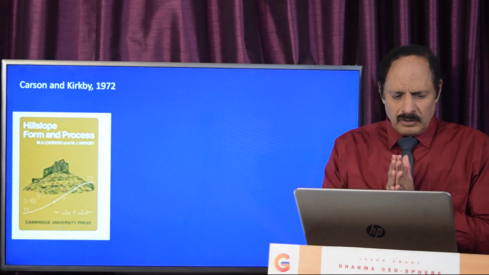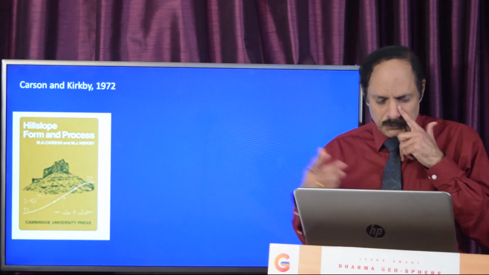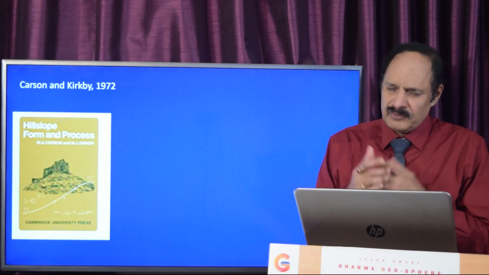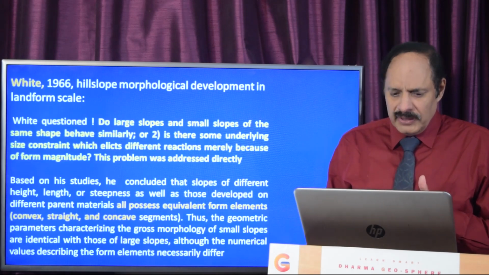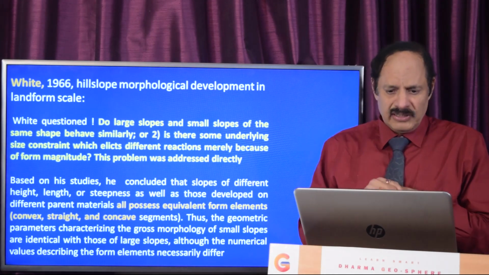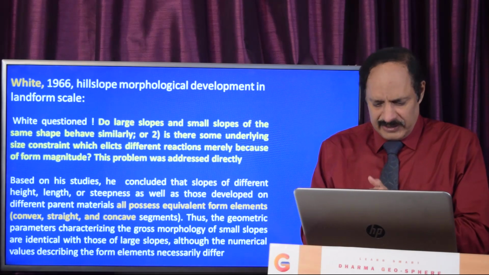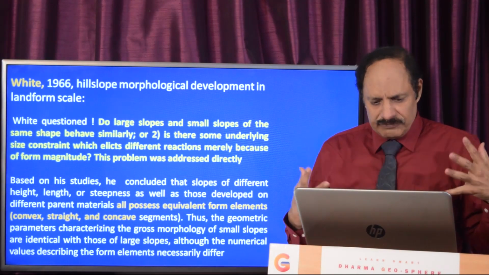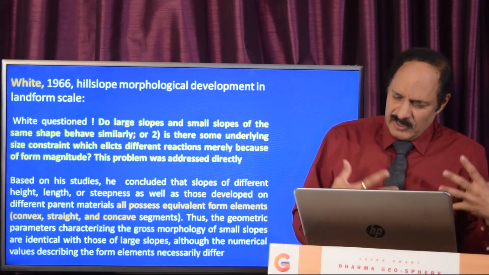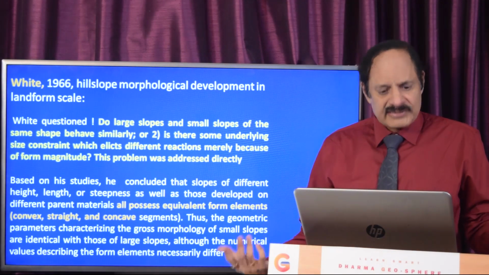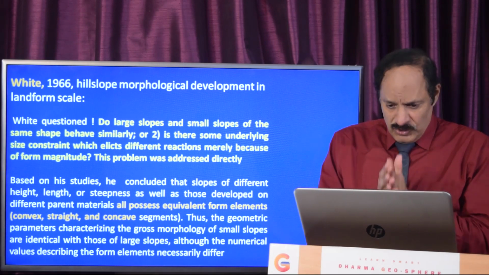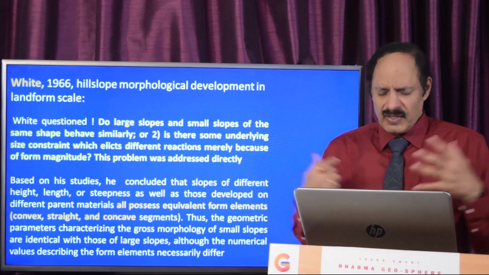So this is an important book, Carson and Kirkby, 1972. Some of the slides and the important material I have picked from this. Just go through the book in electronic form if you have it, and also try to read the important paper by White on hillslope morphological development on a landscape scale. Here he tries to find the difference between large slopes and small slopes: is there any shape behavior, or do they behave similarly, or is there some underlying size constraint which elicits different reactions merely because of the form magnitude? So this problem he addresses based on various studies by White.